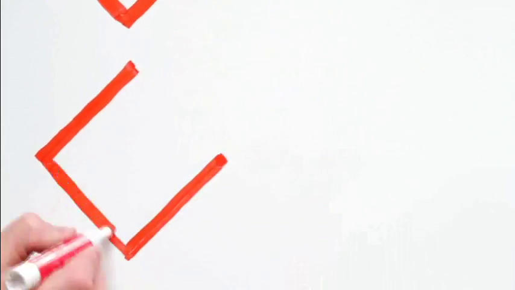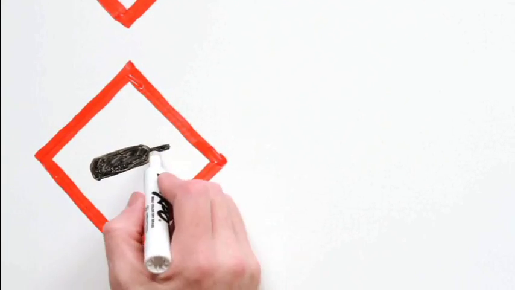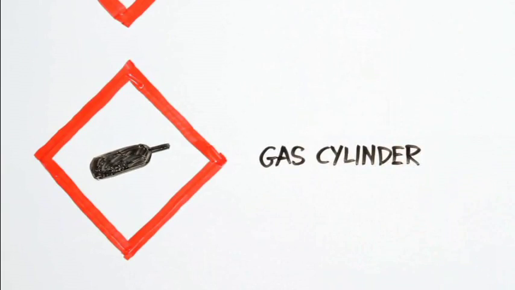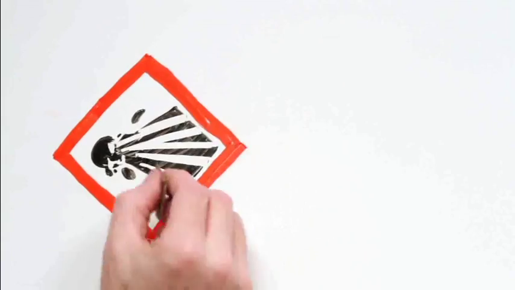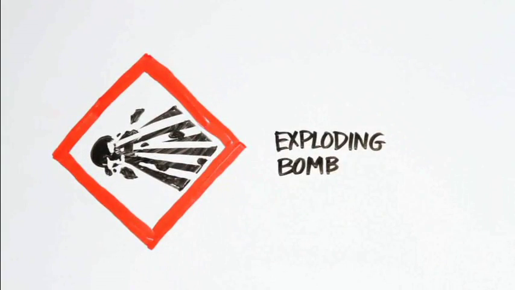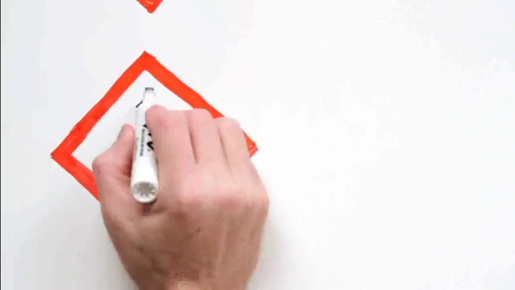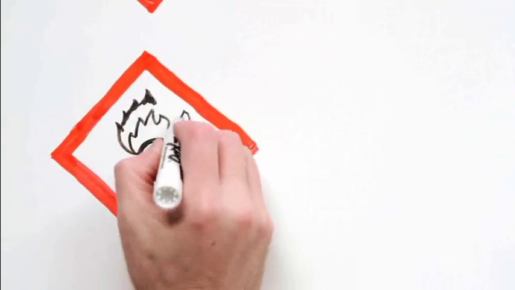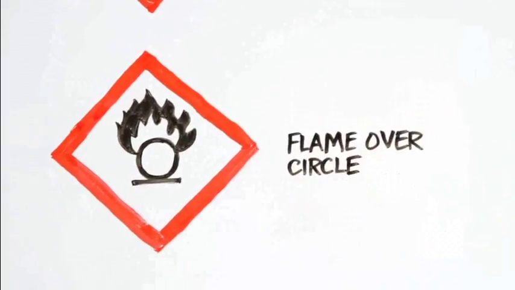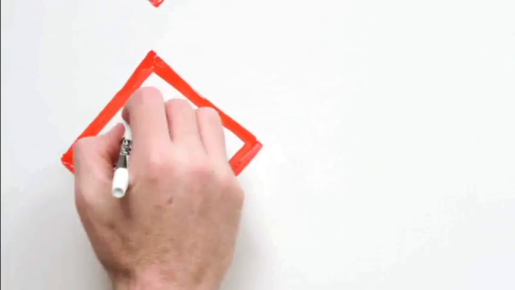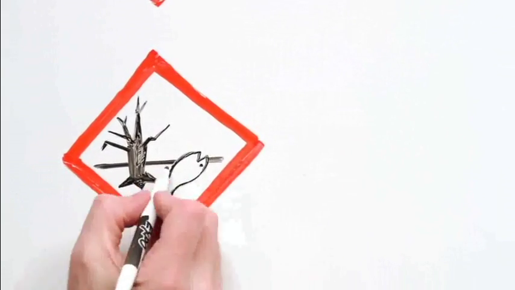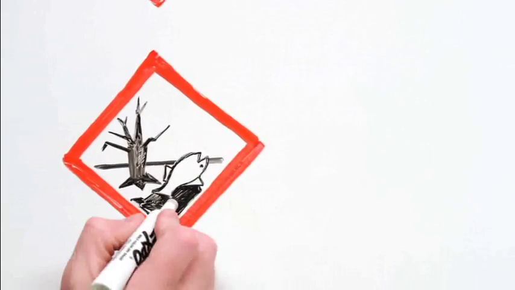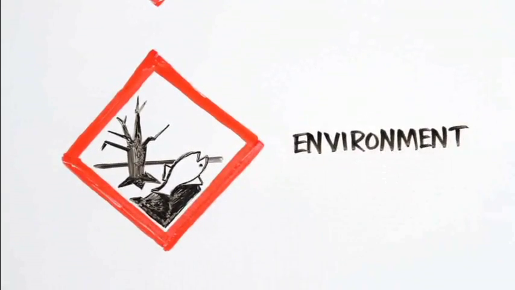The gas cylinder indicates the material is under pressure and may explode if heated. The exploding bomb indicates the material is explosive and is a projection hazard. The flame over circle indicates the material is an oxidizer and can cause or intensify fire. The last pictogram, environment, communicates that the material is toxic to aquatic life. OSHA isn't making this symbol mandatory on labeling or the SDS, but manufacturers may choose to use it.